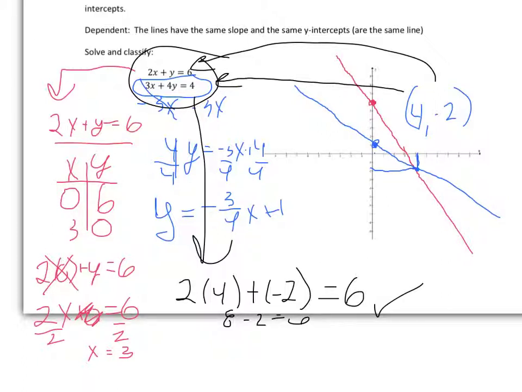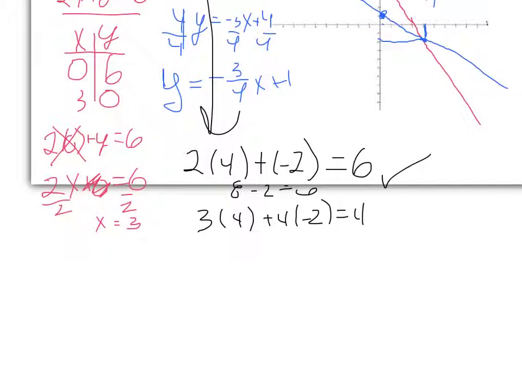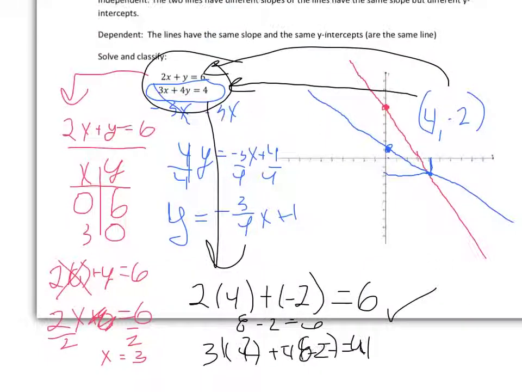So now I'm going to plug it into the second one. 3 times our x, 4, plus 4 times our negative 2 equals 4. Well, let's take a look. 3 times 4 is 12 minus 8 equals 4. Sure does. So what that tells us is that this right here is the solution to our system of linear equations.